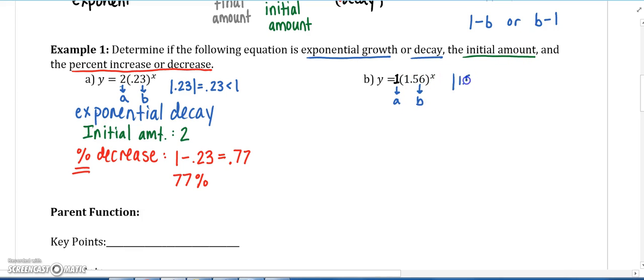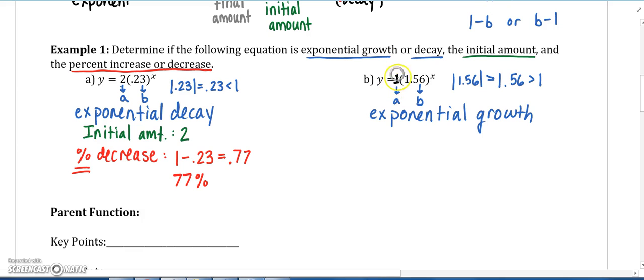So since the absolute value of our B value is greater than 1, because that equals 1.56. Since that's greater than 1, this would be exponential growth, because that means it's increasing from that 100%.